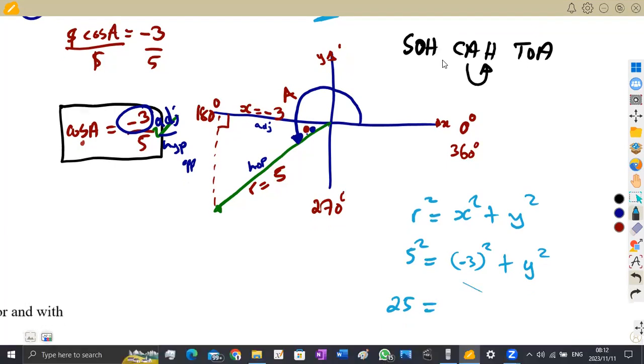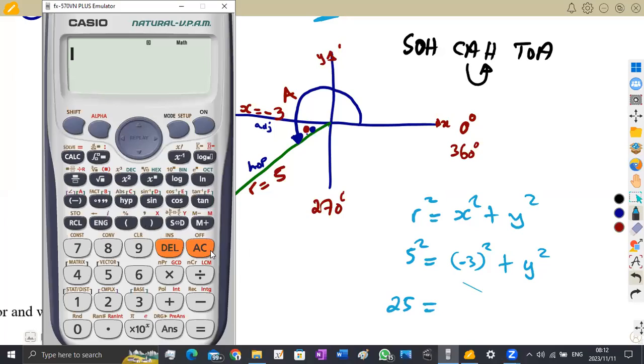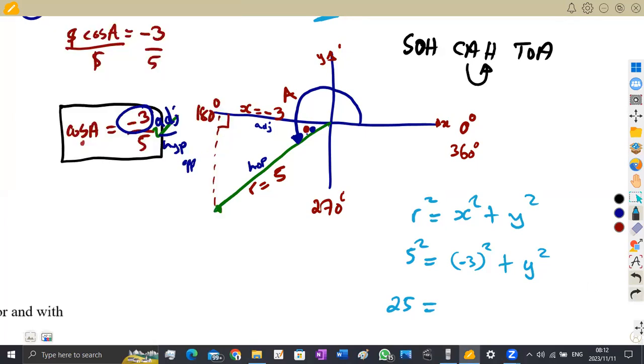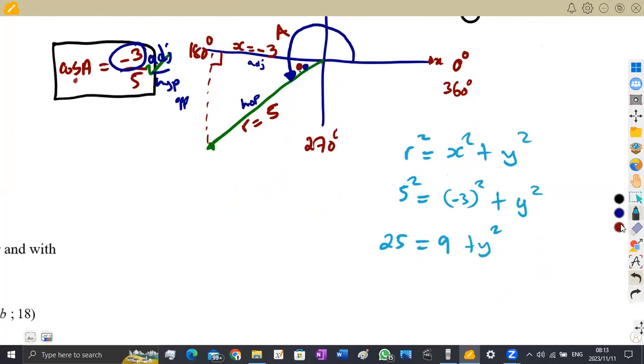or you can just use your calculator direct. Here, let us just see. We're going to have -3 squared. Just open your bracket, -3, then you close it, you square that. That will be a +9 in that case. All right, so this will give us a +9 plus y squared. So we can transpose this 9 to the other side so that it becomes a negative. So that's 25 minus 9 is equal to y squared, which is going to give us a 16 if we subtract.